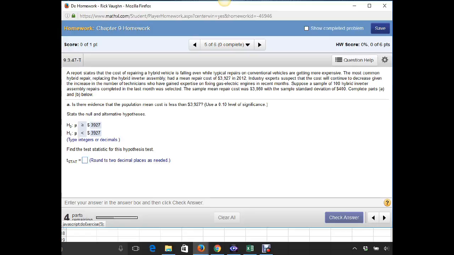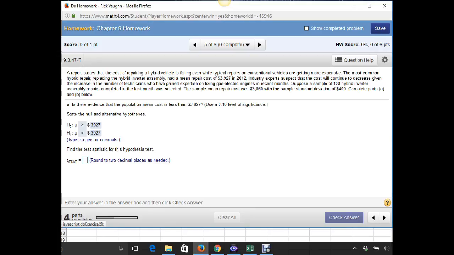The other thing that I'm looking at is the alpha level, which is right here, the 0.10 level of significance. And the last thing that I'm looking at is, are they looking to see whether the sample mean is different than or greater than or less than? In this case, the question is the population mean cost is less than 3927. So it's this less than that tells me that I'm going to be using a one-tailed test instead of a two-tailed test. And we didn't do one of these in class, so that's why this is a good problem for us to go through.